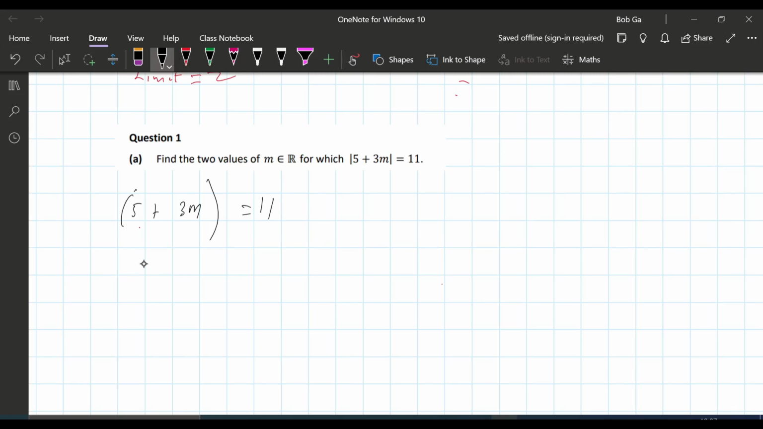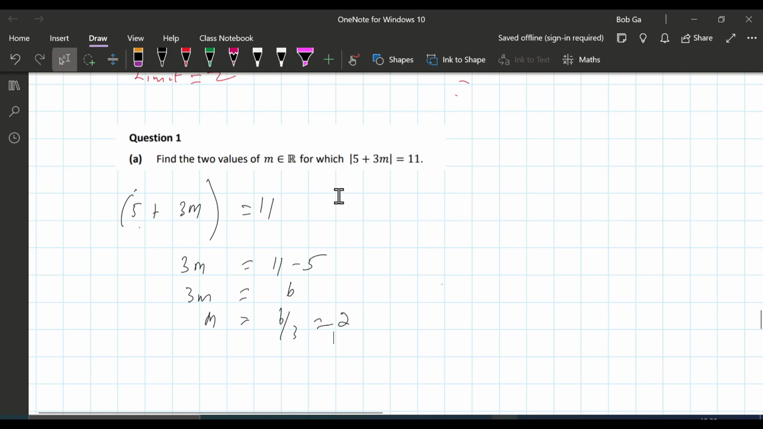This will give me 5 plus 3m is equal to 11, so 3m is equal to 11 minus 5. 3m is equal to 6, and then m is equal to 6 over 3, which gives me 2. So our first m is 2.